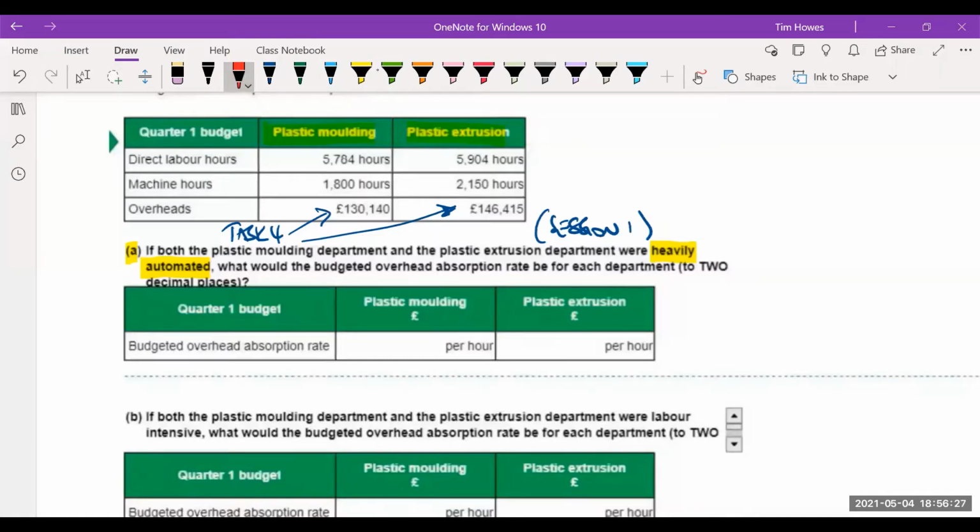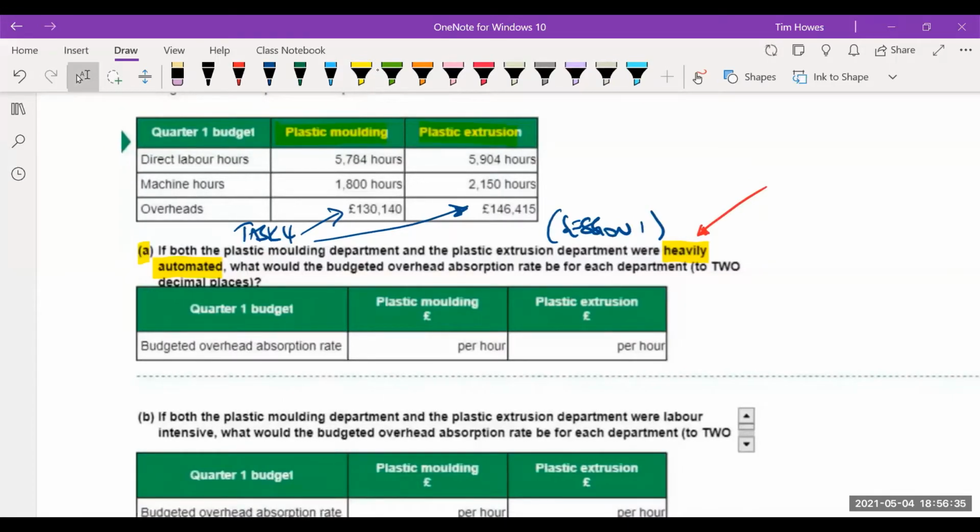Now, I have to ask you, when it says heavily automated, what are they telling you to use in terms of the basis of activity? Just remind me of what we've just said about that. So heavily automated, the activity basis will be machine hours. Excellent, superb. Machine hours. Great. Yep, I will go in there for machine hours.